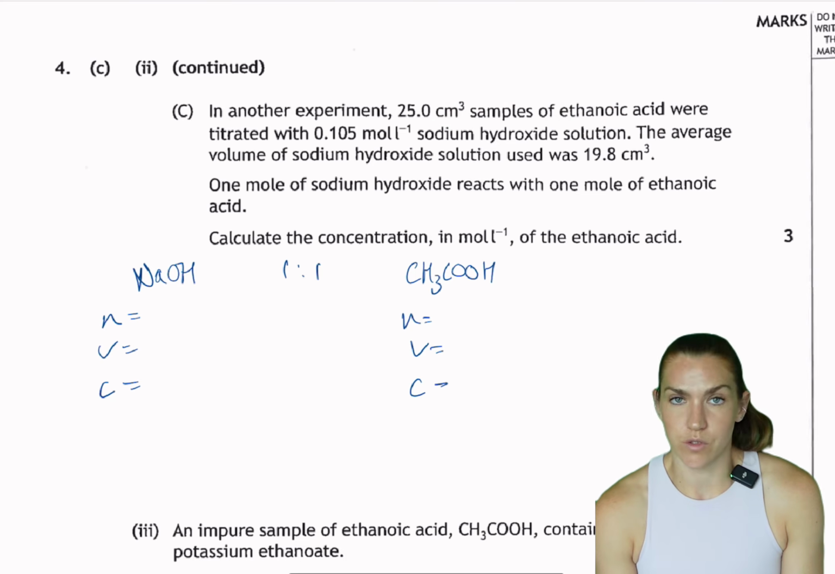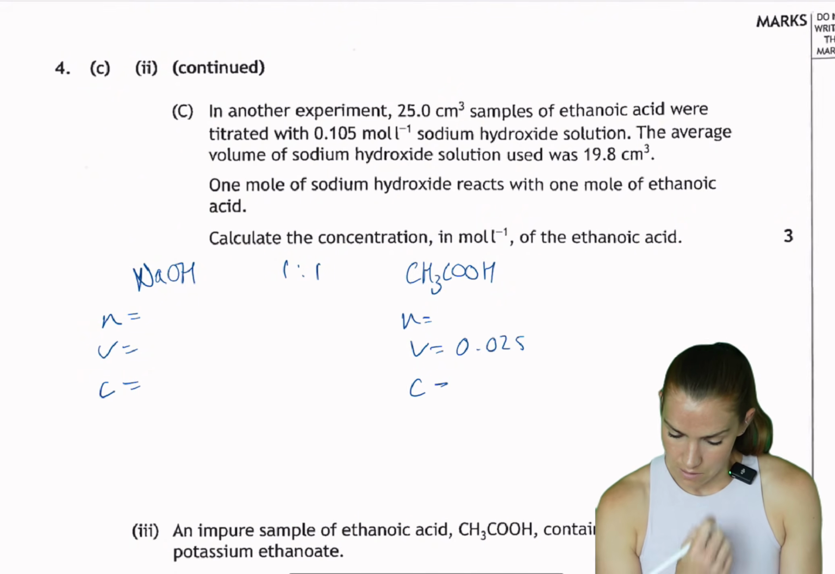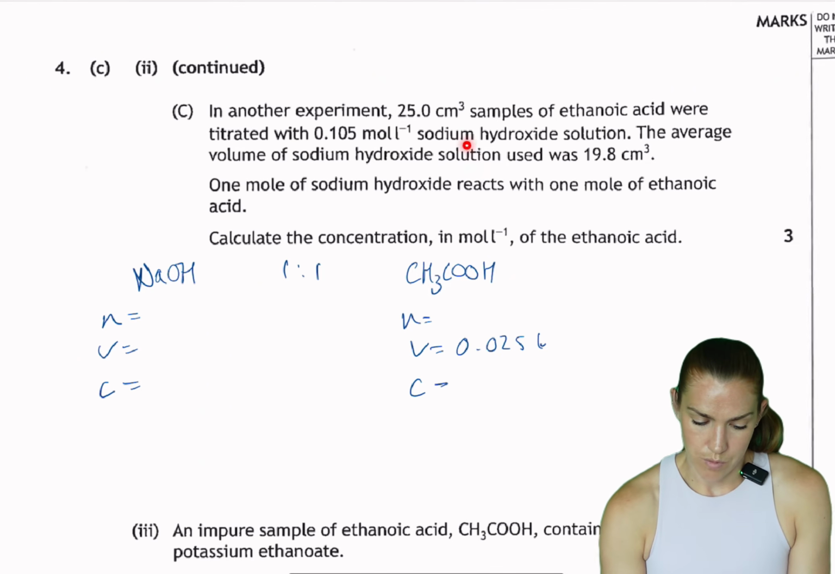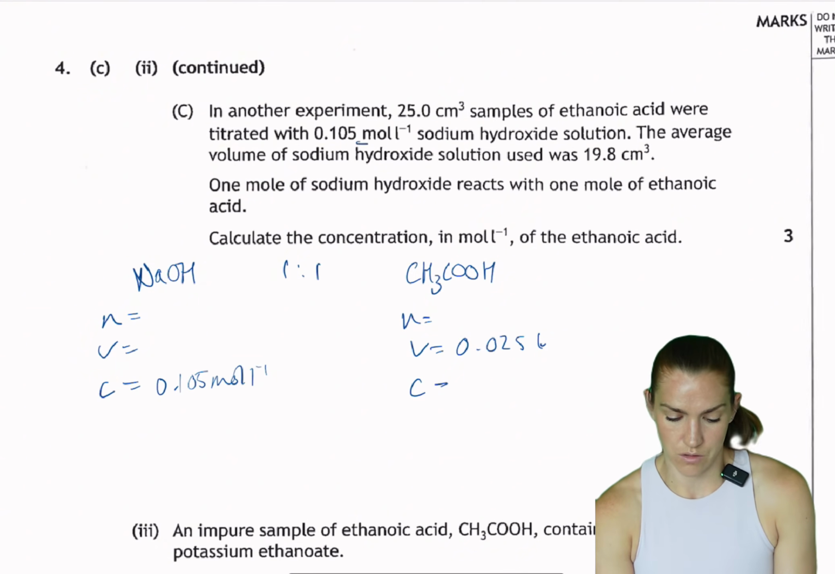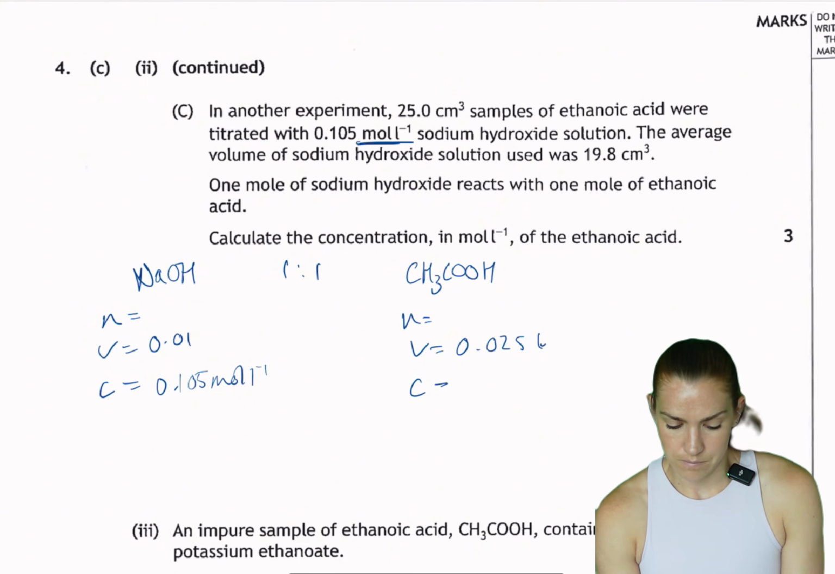Just remember to change your volumes into litres, so divide by 1,000. So for that it would be 0.025. And then, that's an L for litres. And then we've got a concentration of sodium hydroxide solution. So I'll put that next to C here. Just remember, anything with moles per litre after it is a concentration, not a number of moles. And then you've got the average volume of sodium hydroxide solution used was 19.8, so that's a volume of sodium hydroxide, and again we need to divide by 1,000, so 0.0198.